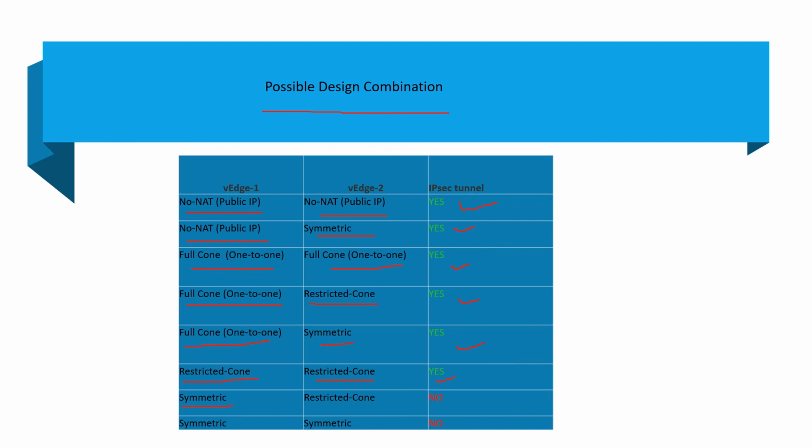The only condition is when one side is symmetric and the other side is a restricted cone, it is not going to work. When both sides are symmetric, it is also not going to work. That is something you need to keep in mind while you design your SD-WAN infrastructure.